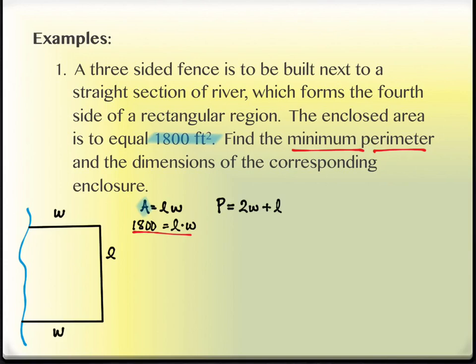L. L, all right. So we're going to have 1800 divided by L is equal to W, which means I can take this quantity for W now, right? And I can substitute it in right here. And I'll only have L's left. I won't have any more W's when I do that. So this perimeter will equal 2 times 1800 over L plus L.